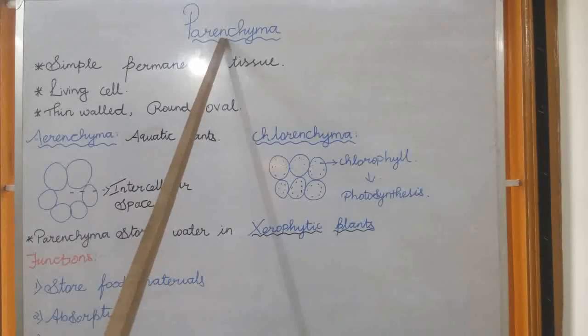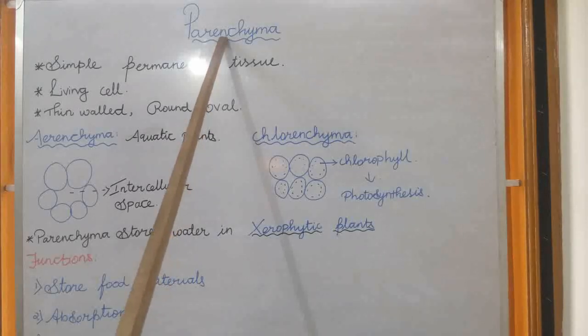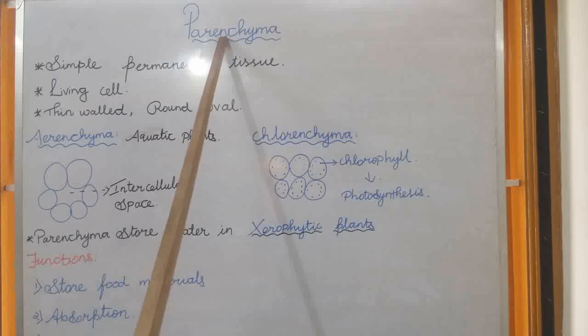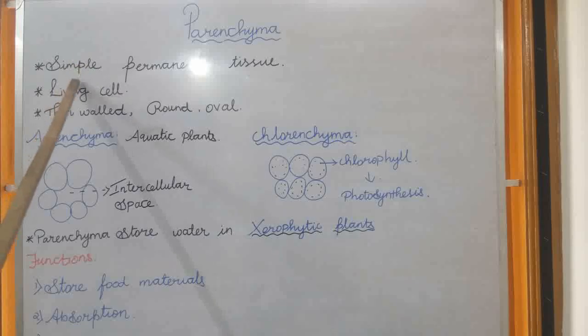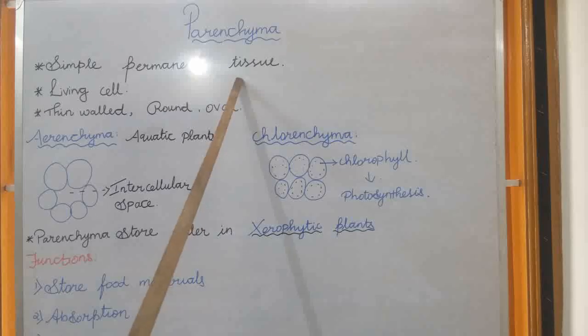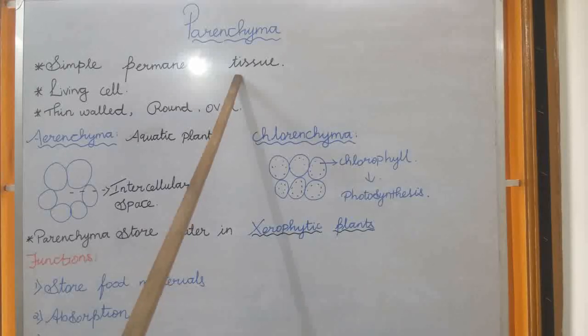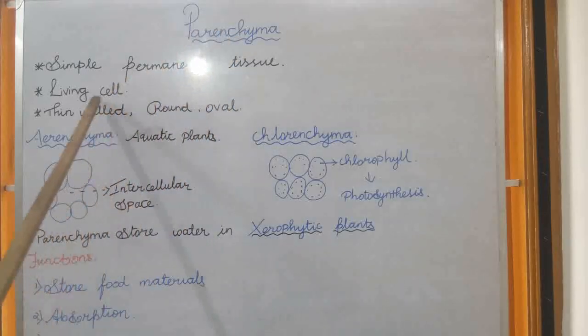What is our first simple permanent tissue? Parenchyma. So, parenchyma is a simple permanent tissue. Out of the 3 simple permanent tissues, I already told you: parenchyma, collenchyma, sclerenchyma. The parenchyma comes under the living cells. So, parenchyma is a living cell.